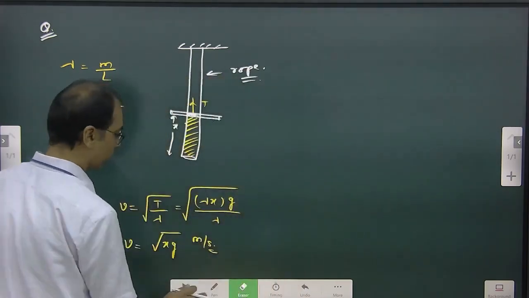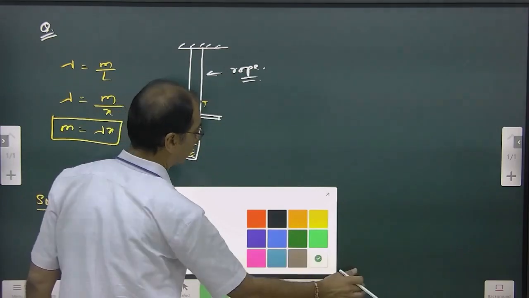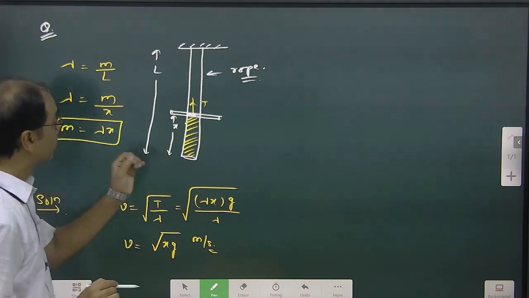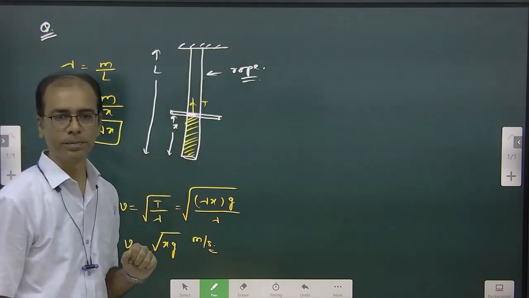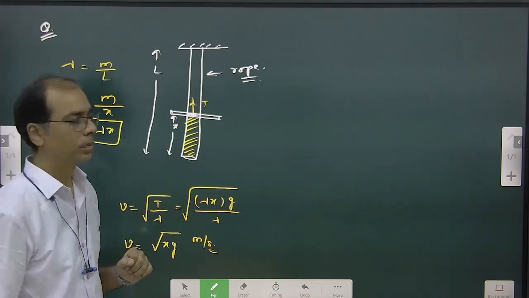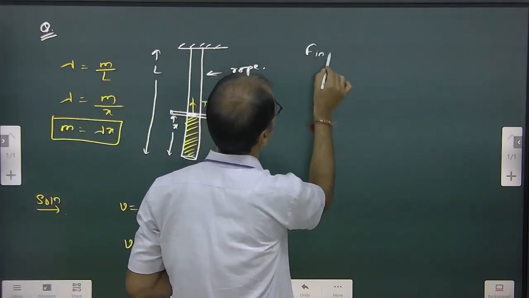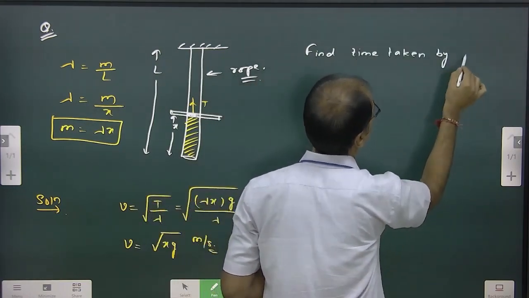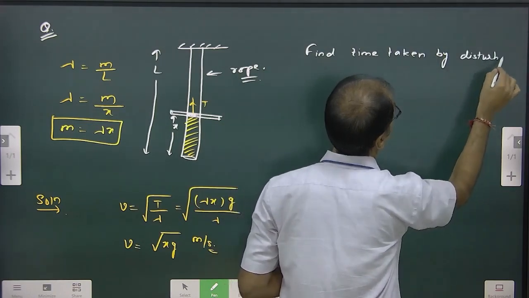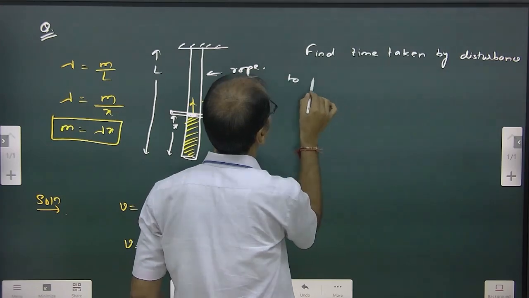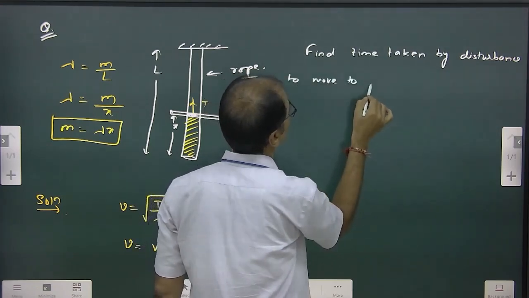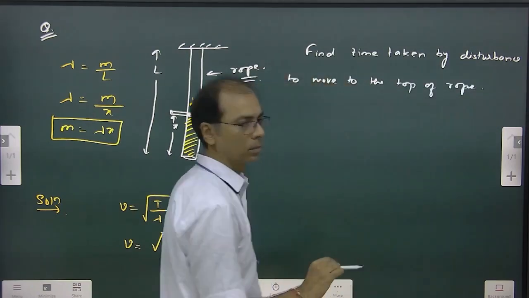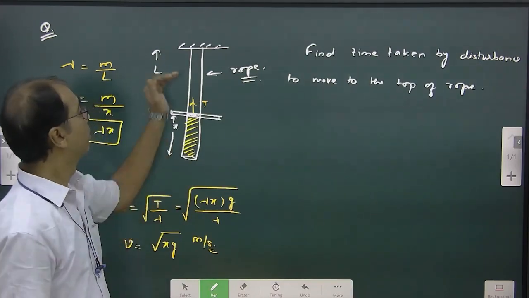Now in the same question, if they ask us, saying that the length of the rope is L, in how much time is our disturbance going from here to the top? Find the time taken by the disturbance to move to the top of the rope. So we have to find how much time it is taking.